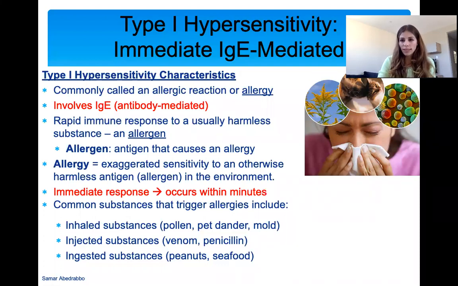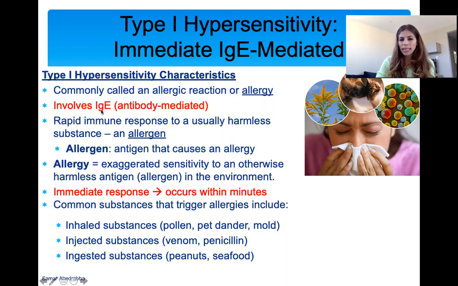It's your immune system going crazy because it assumes that a peanut, for example, is a virus or a bacteria that's going to kill you, so it starts attacking it, and in essence starts causing a lot of inflammation and other symptoms in your body. So this hypersensitivity is called an allergic reaction or allergy. It falls into type 1 hypersensitivity. It has to do with IgE antibodies.